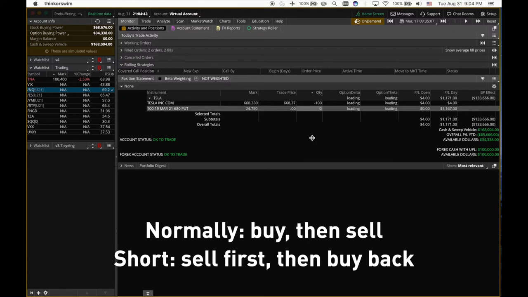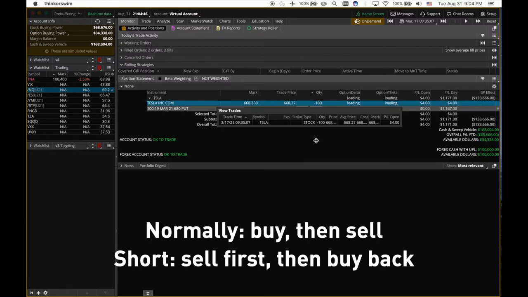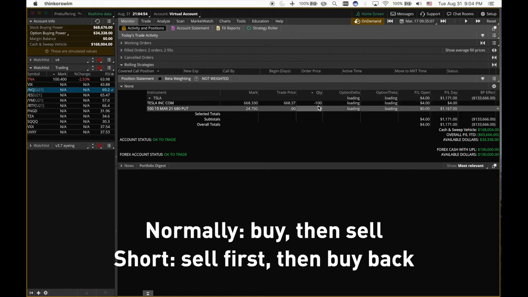They're shorting the stock. What does that mean? That means they sell the stock first, even though they don't have a share to sell. They just borrow the share. That's what shorting means. They will sell 100 shares, right? Because anything you see that is not zero means you have an open position.